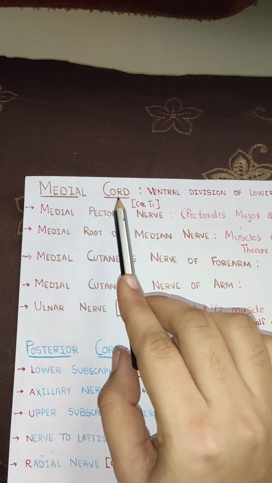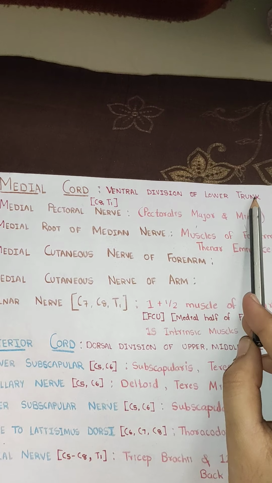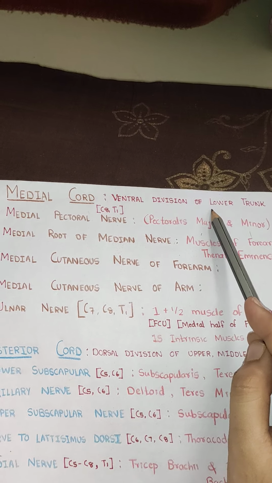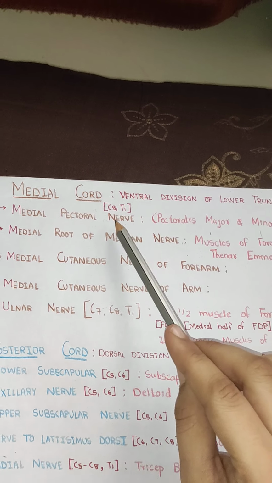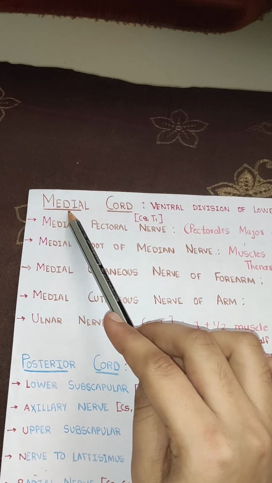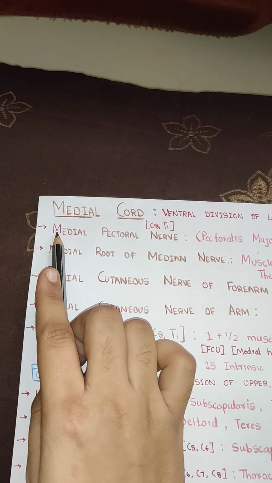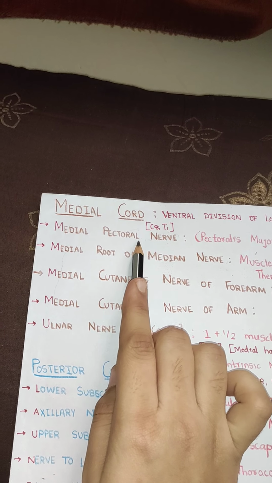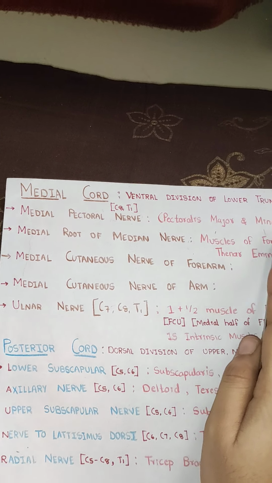Now, medial cord. Medial cord is formed by ventral division of lower trunk. So, lower trunk contains the value C8 and T1. So, most of the nerves will have root value C8 and T1. The mnemonic for medial cord branches is M4U. Here M for medial pectoral nerve. As we earlier said, medial pectoral nerve and lateral pectoral nerve will supply pectoralis major and minor muscle.